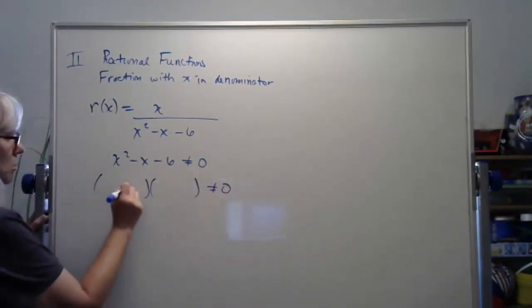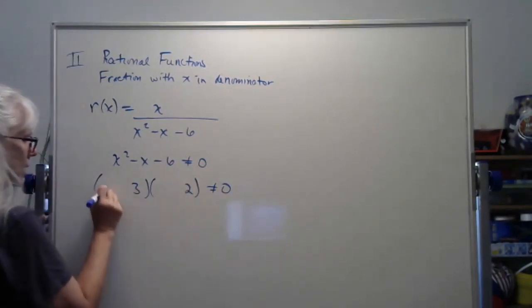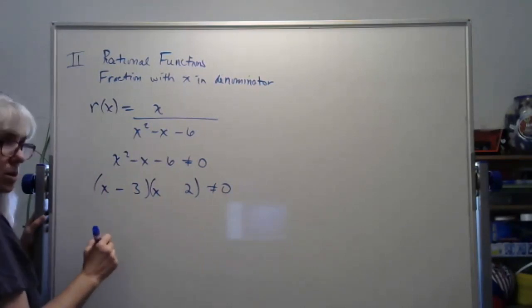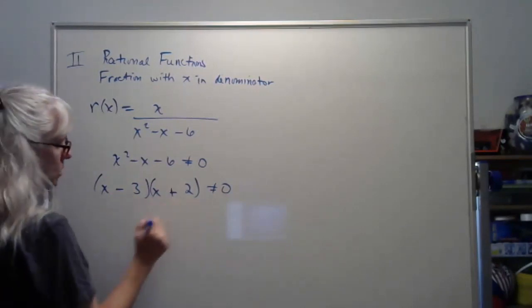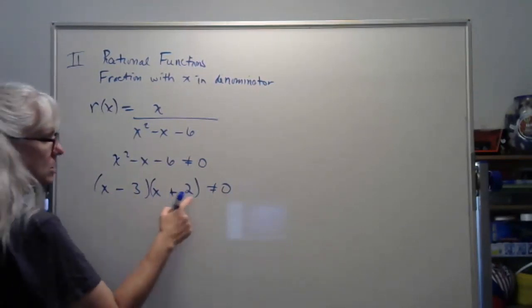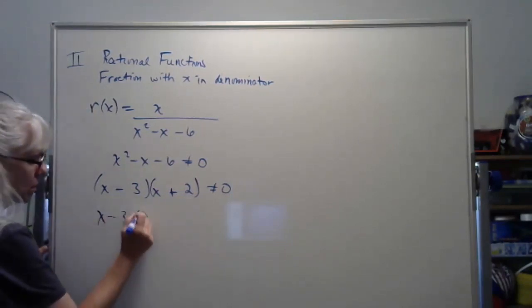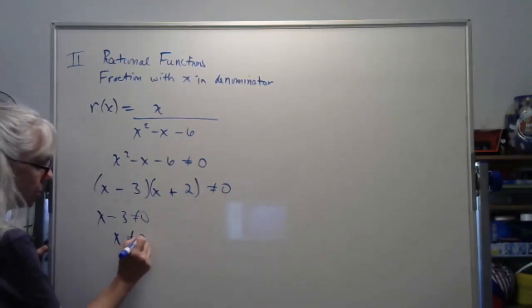3 and 2, an x and an x. Because there's a negative on the middle term, we know the 3 is the bigger number and takes the negative. So we'll have an x minus 3 and an x plus 2. Going to set each of those not equal to 0. So we see that x cannot equal 3.